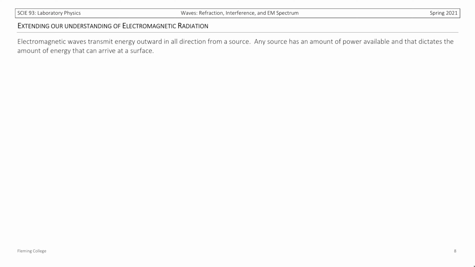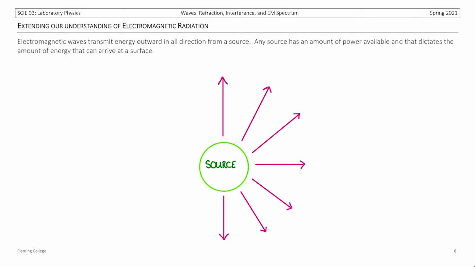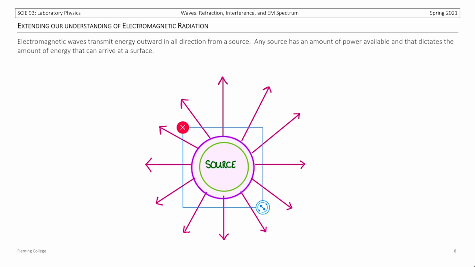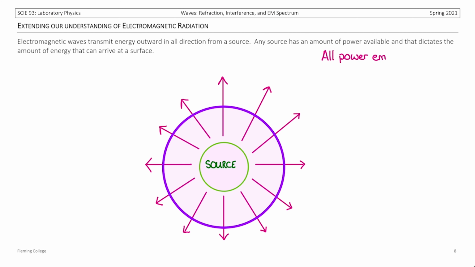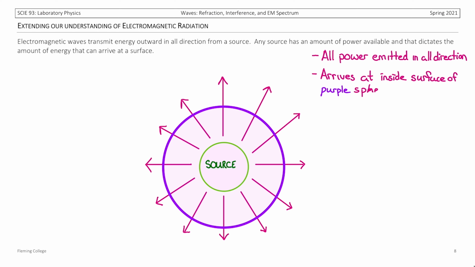We need to extend our understanding of how electromagnetic radiation transmits energy. So electromagnetic waves transmit energy outward in all directions from its source. Any source has an amount of power available, and that will dictate the amount of energy that could arrive at some surface. So if power is emitted at all directions, and eventually will arrive at the inside surface of some sphere, let's consider the first level here in purple, then the intensity, or what we often think of as brightness, of the light at that surface will be equal to the power divided by 4 pi r squared.